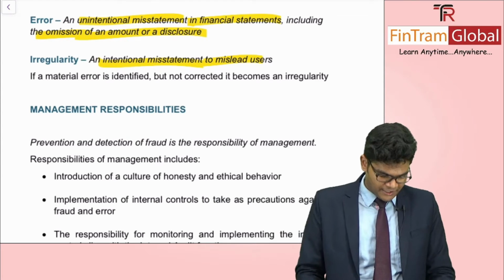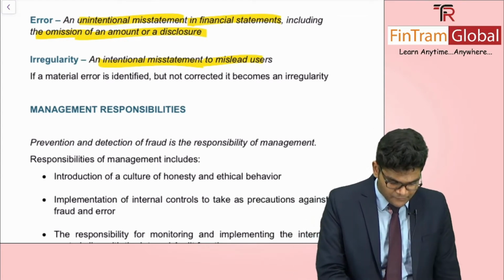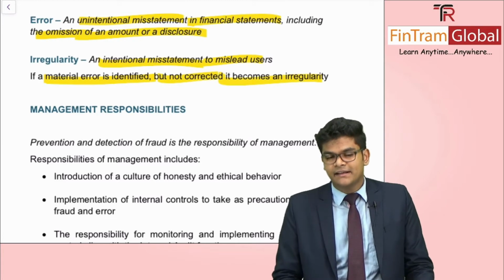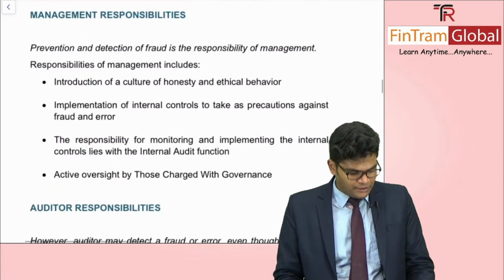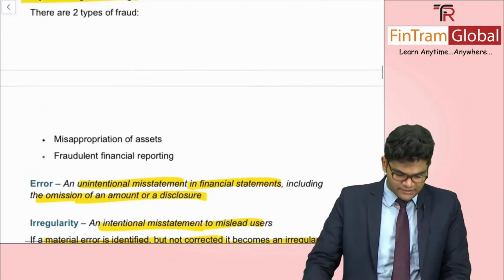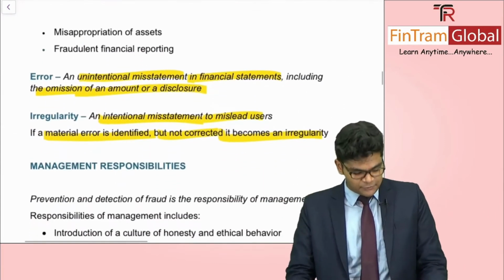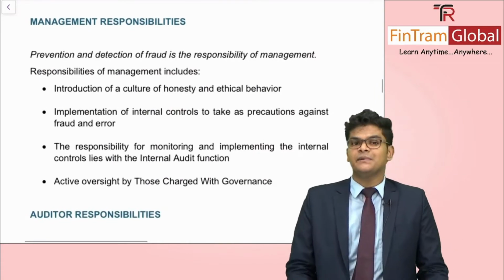Okay, folks, so keep this in mind. As I stated earlier, if a material error is identified but not corrected, it can become an irregularity. So keep this in mind. That's basically what all these three terms are, isn't it? So we learned about what fraud is, what error is, as well as what irregularity means as well.